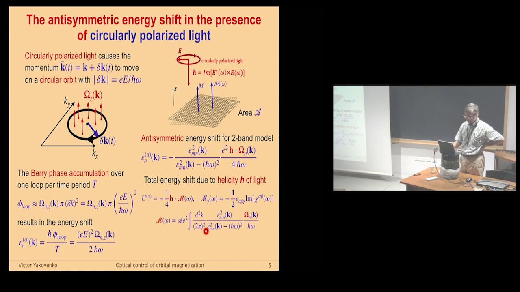But if you integrate these energy shifts over the whole Brillouin zone, you get the energy shift of the whole sample. This is just the thermodynamic energy shift due to circular light, and it's proportional to the helicity of light H multiplied by the integral of this whole thing over the Brillouin zone, and this can be thought of as some kind of optical analog of magnetization. So this is how the energy of the whole system gets shifted due to the helicity of light, and some integral of the Berry curvature over the Brillouin zone with some coefficient. So I will apply this to Chern insulators.